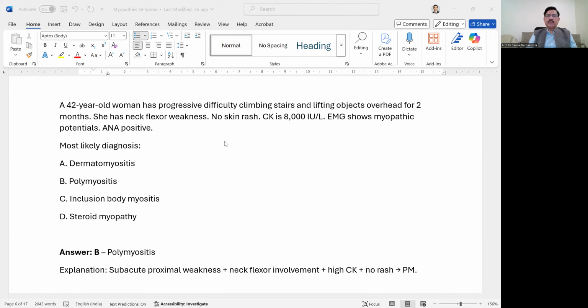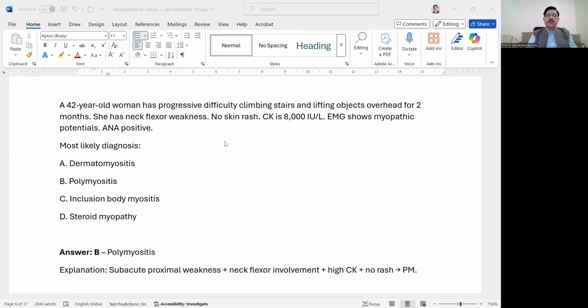So one thing we have to see is that there is a progressive myopathy. What is the typical presentation? Climbing the stairs problem. What are the typical ways they present? Climbing the stairs, getting up from bed, lifting objects above the shoulder. These are the typical features. She has got those things.